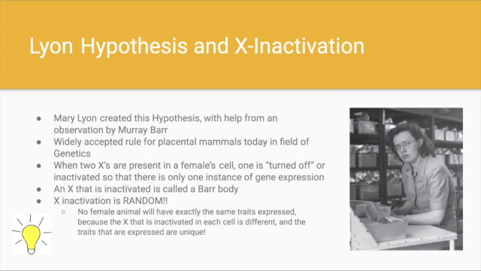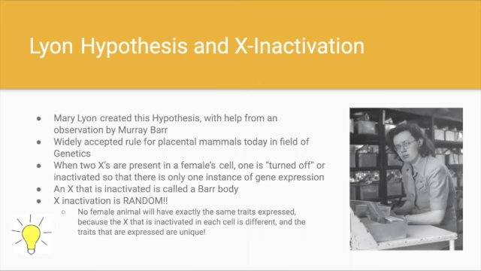This is a widely accepted rule for placental mammals today in the field of genetics called the Lyon hypothesis. And it basically just means that when two X's are present in a female cell, one is turned off like a light bulb or inactivated so that there's only one instance of gene expression. Because otherwise, with females having two X chromosomes, there would be double the amount of gene expression going on.